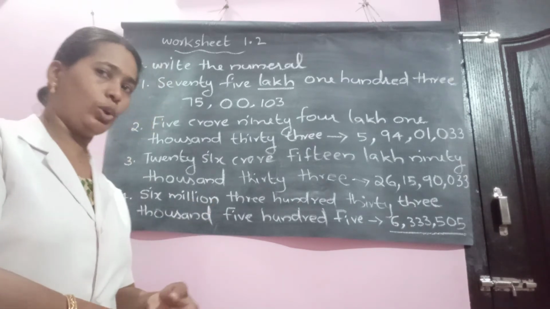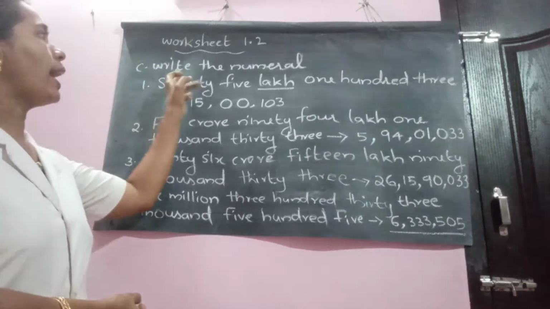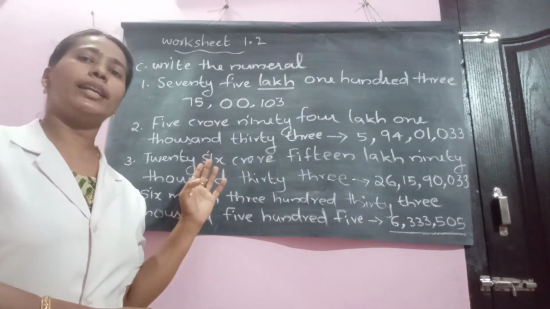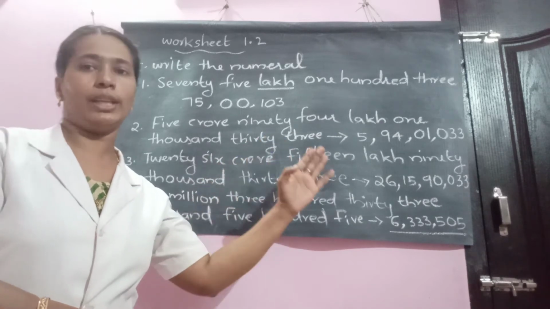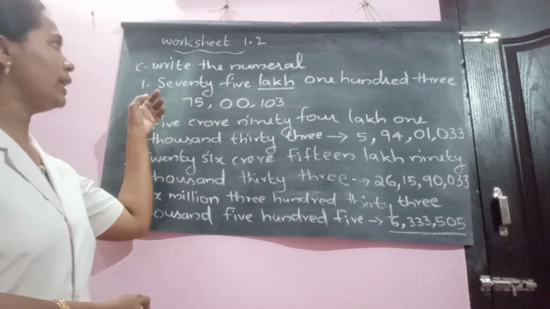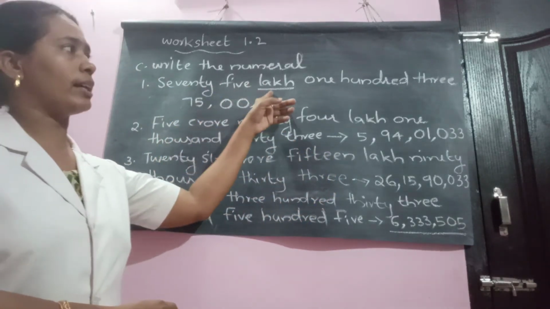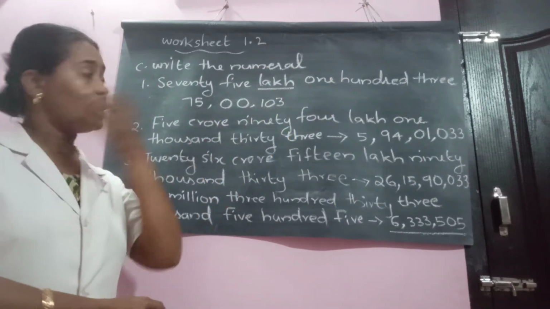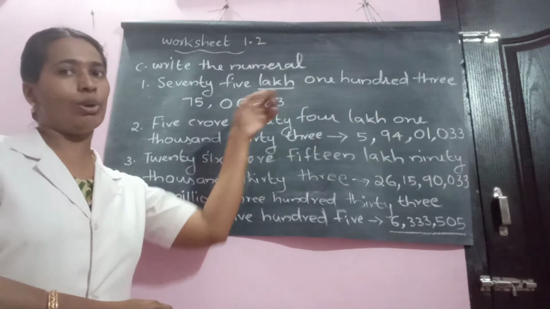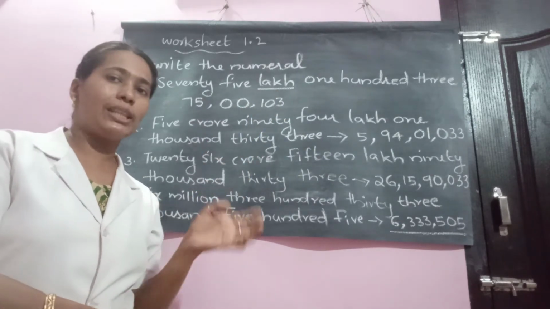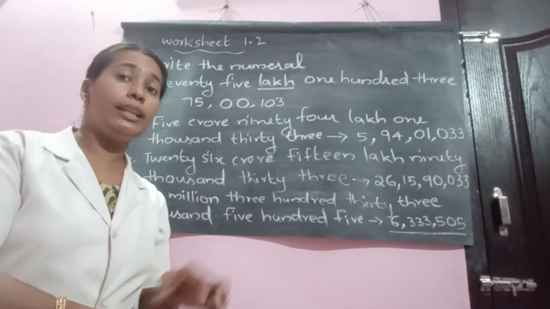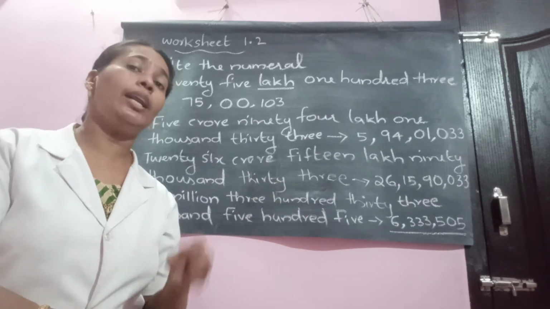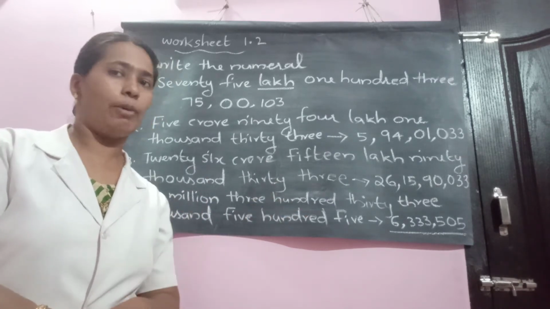Okay, let us move to C. In C, write the numeral. Number names are given to you. You have to write the corresponding numerals for the same. So, the first one is 75 lakh 103. It is given in lakhs, so surely it is representing a number according to the Indian system of numeration.